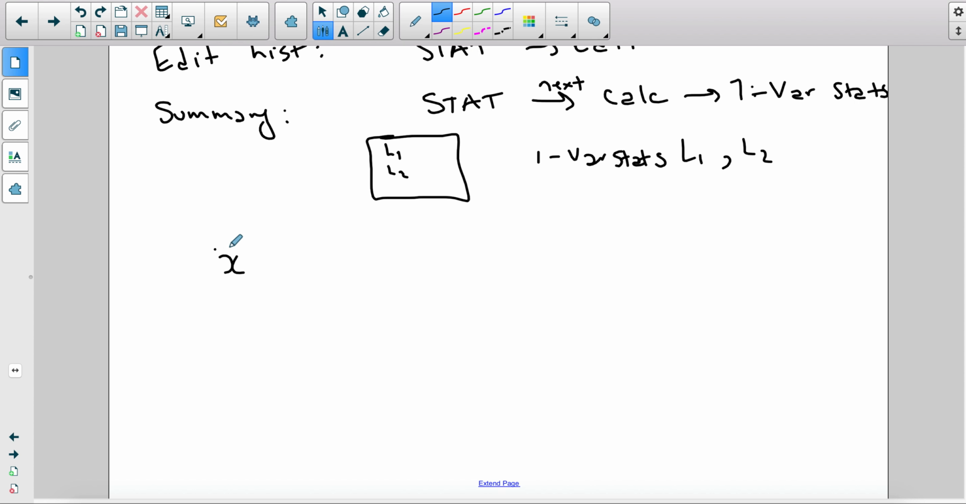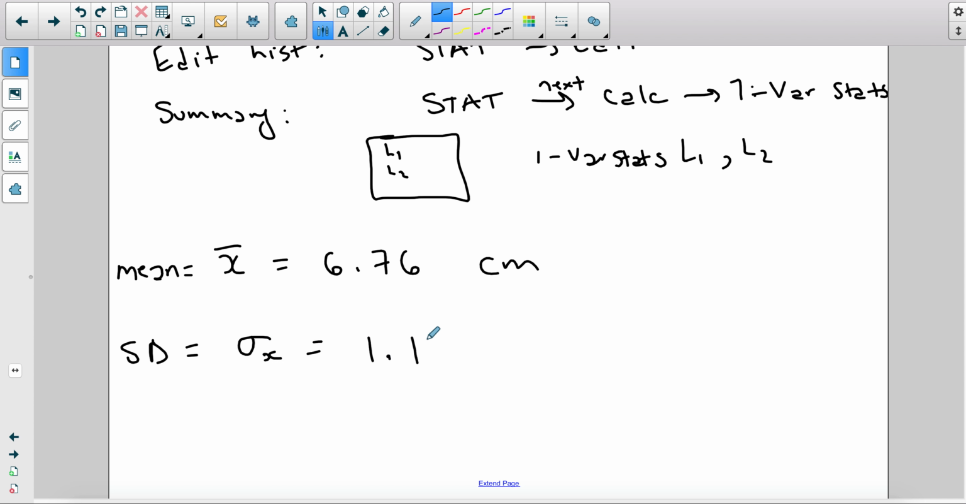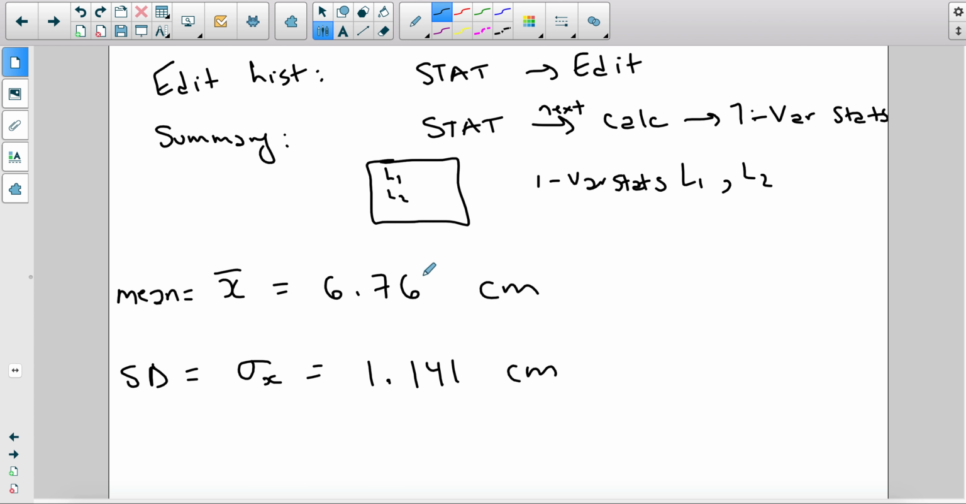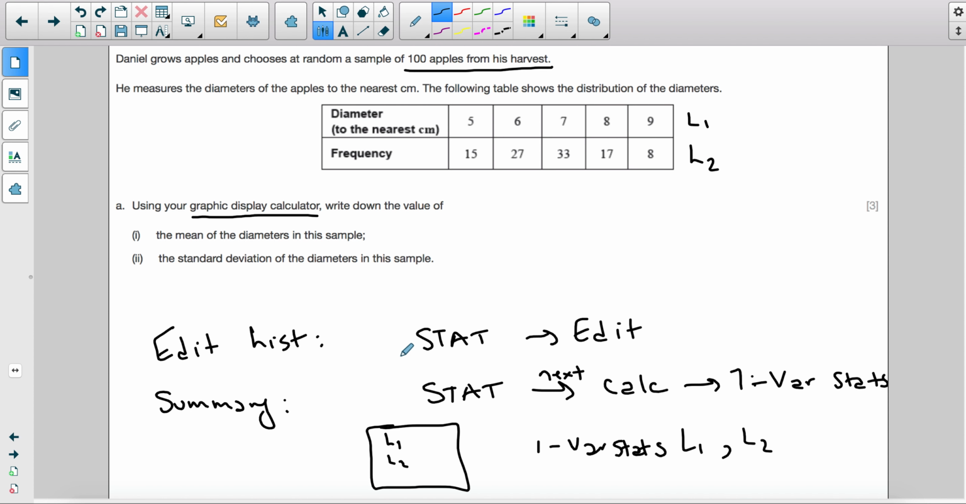So remember that X bar, which is your first value, is the mean. That's how we write the mean. And it is 6.76. Always remember the units, centimeters. And then the standard deviation, we will always want the sample standard deviation, so that's sigma x. That's the standard deviation. And in this case, it's equal to 1.141 centimeters. They didn't specify how many decimal places, so make sure you write them to as many decimal places as you're comfortable with. And this should be enough.